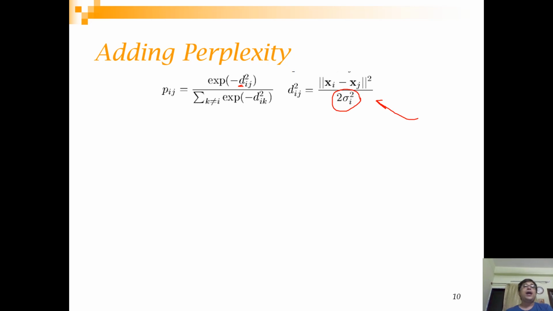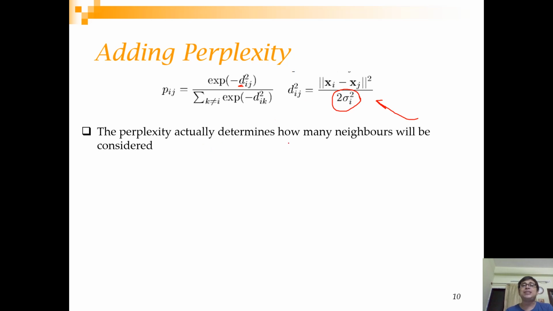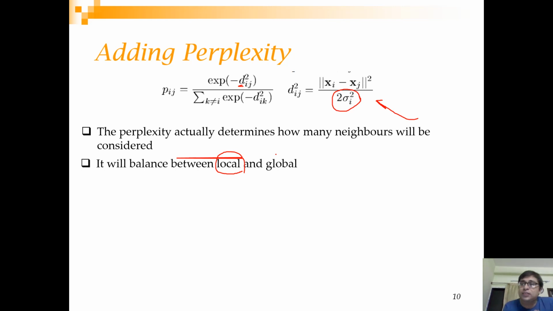A distance like this actually works as a kind of setting of the neighborhood. This perplexity determines how many neighbors will be considered, and that way it can balance between local and global. If you have a small number of neighbors, you are local, and if you take a lot of neighbors, then you are slowly going to the global structure. In the original paper, the authors mention you should have a perplexity between 5 and 50. So let's look at some examples.